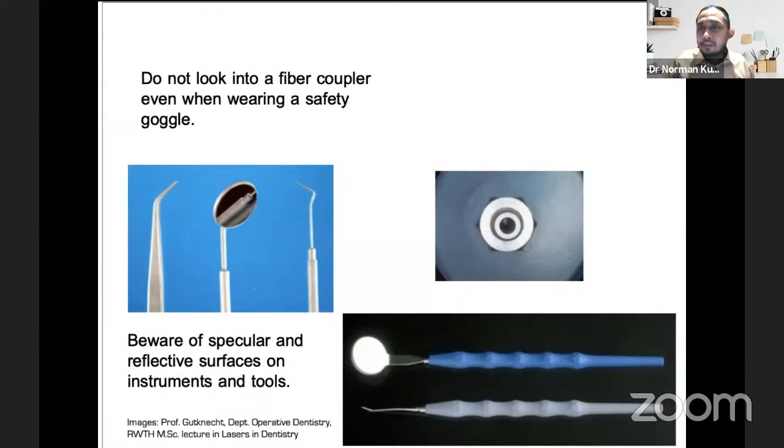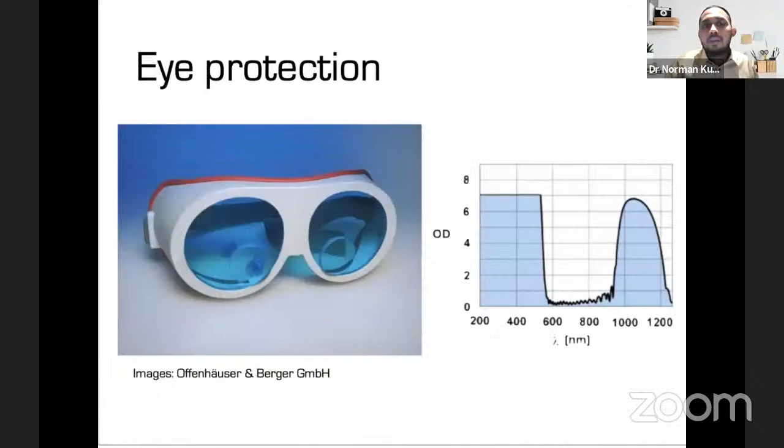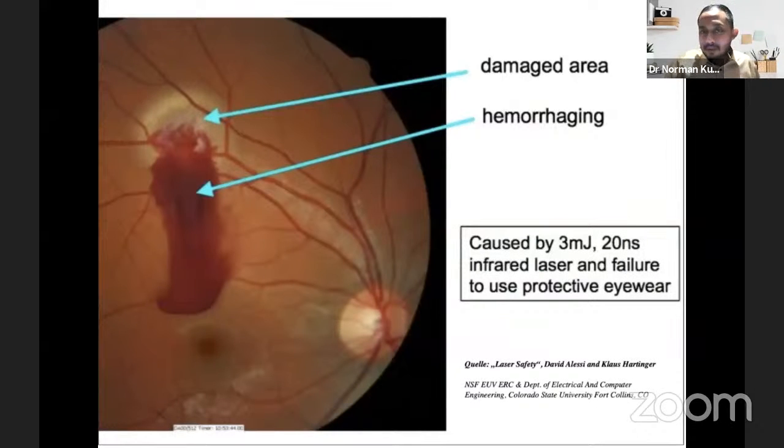We must also pay attention to the fiber coupler and be very careful. Beware of specular and reflective surfaces on the instruments and tools, and also use eye protection. This is a hemorrhaging area caused by 3 millijoules of an infrared laser, with failure to use protective eyewear.